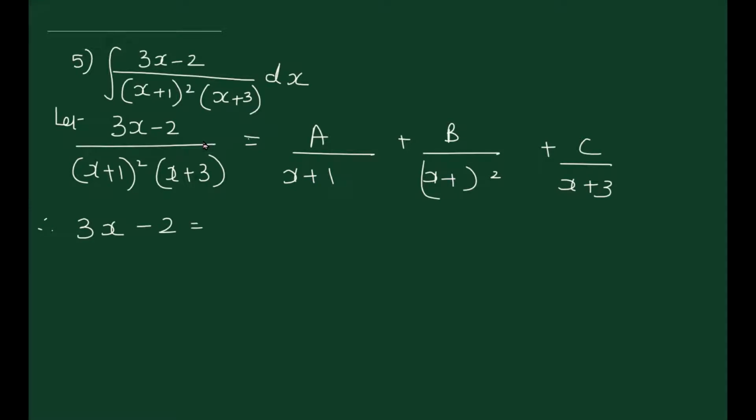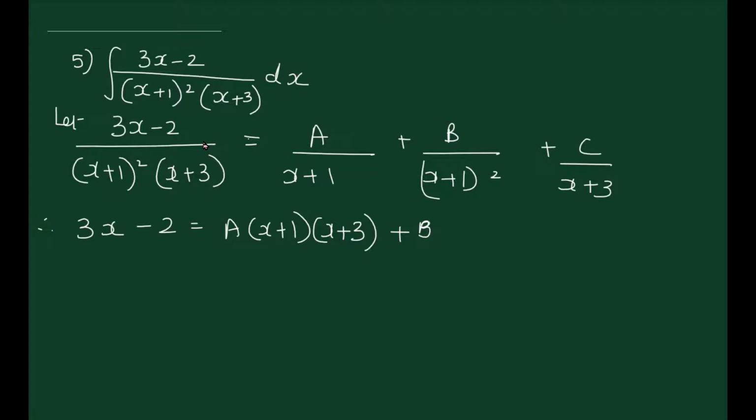Okay, so over here we are getting a upon x plus 1. When we cross multiply with (x plus 1) whole square into (x plus 3), we get a into (x plus 1) into (x plus 3). You can go to the previous sum and see how this step is done if you are confused. Plus b into (x plus 1) the whole square.